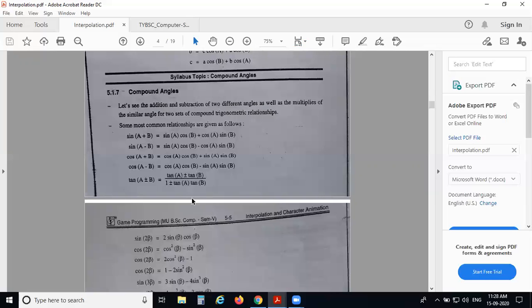Then the next one is compound angles. Let's see the addition and subtraction of two different angles as well as the multiplication of the similar angle for two sets of compound trigonometry relationships. Okay, so in the compound angles we just study the addition and subtraction.